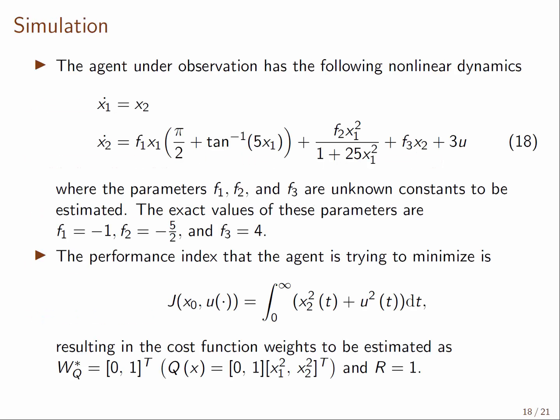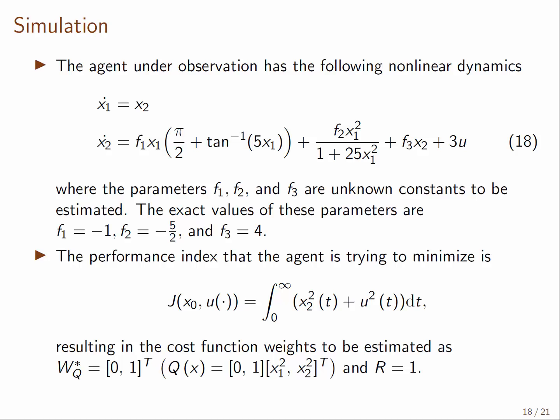The nonlinear system we've selected for simulations is given in 18, where f1, f2, and f3 are the three unknown parameters, and their exact values are given on the slide. The performance index that the agent is trying to minimize is just an integral of x2 squared plus u squared, which results in the ideal cost function weight vector being a vector of 0 and 1, and r being equal to 1, and then q of x, which is the state penalty function, is simply 0 times x1 squared plus 1 times x2 squared.